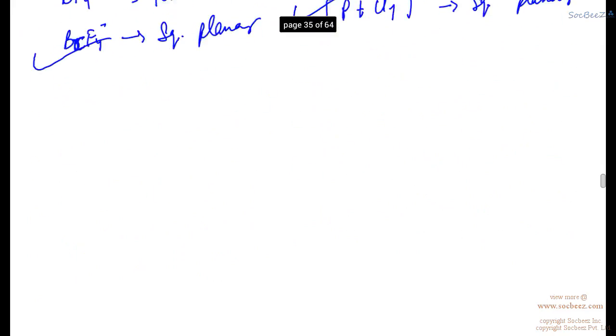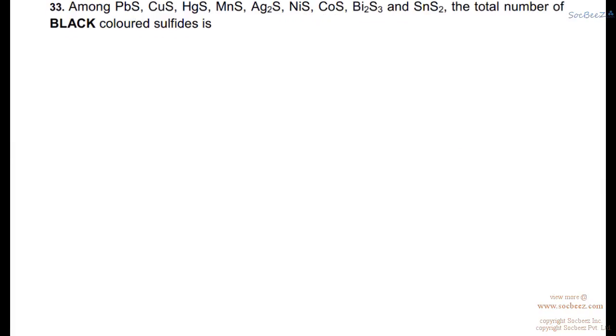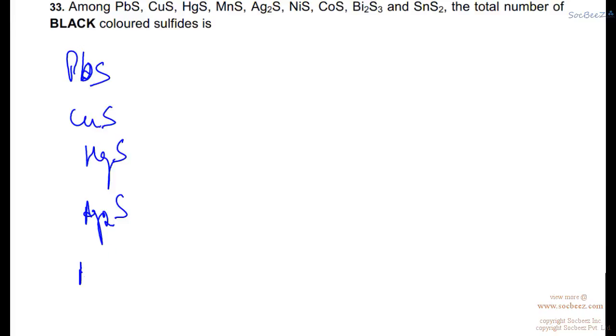Okay, so now let's move on to another question. The question states, among PbS, CuS, HgS, MnS, Ag2S and so on, the total number of black colored sulfides is. So here PbS is a black colored sulfide. CuS is a black colored sulfide. HgS is a black colored sulfide. Ag2S is a black colored sulfide. And the next is also black colored sulfide. And CoS is also a black colored sulfide. So the correct answer in this case is 6.